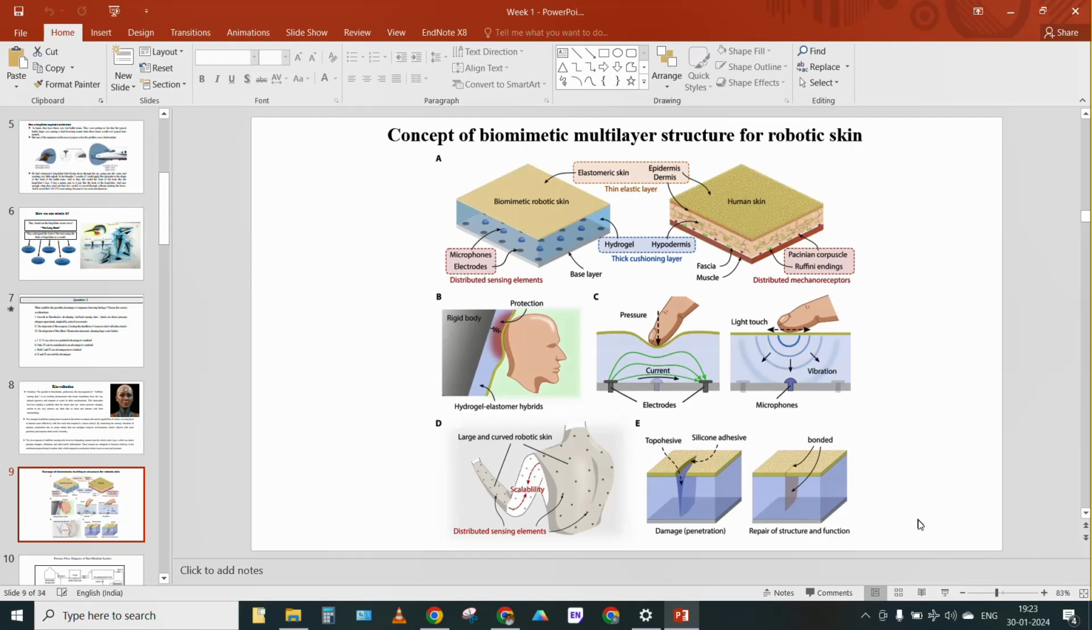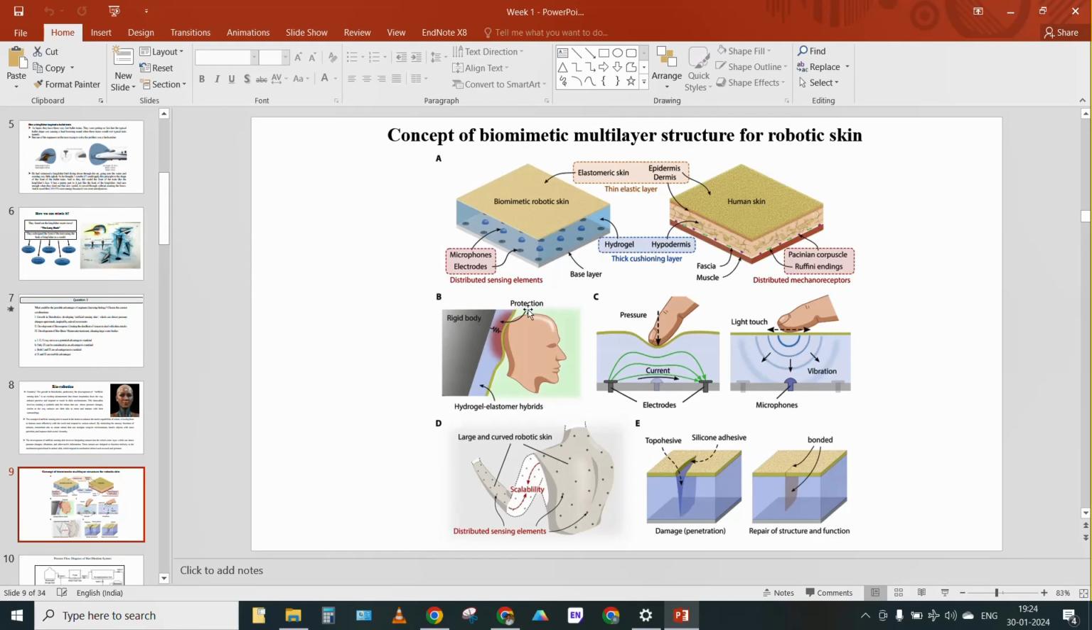So this is the concept of biomimetic multi-layer structures for robotic skin. Here is the mechanism of how artificial sensing skin works. There are 5 diagrams which explain the biomimetic multi-layer structures for robotic skin. In diagram A, it's a comparison between the biomimetic multi-layer structures based on hydrogel elastomer hybrids and human skin. Both structures consist of an elastic and tough outermost layer and a thick and compliant cushion layer, in which sensing elements are also evenly distributed.